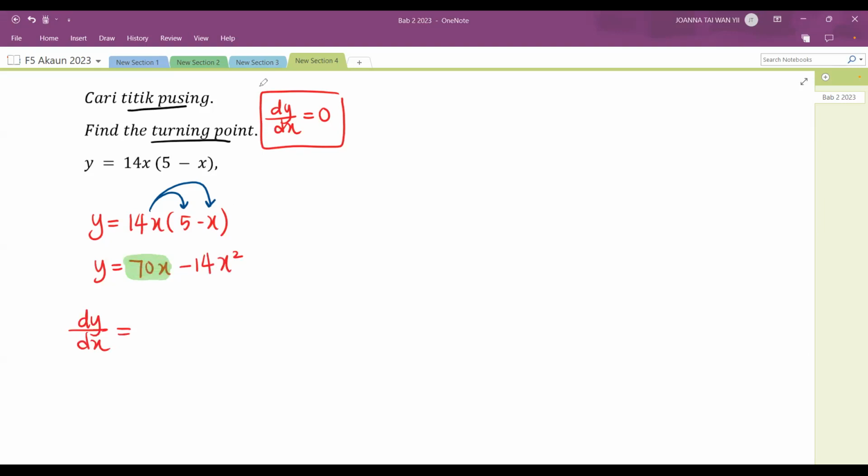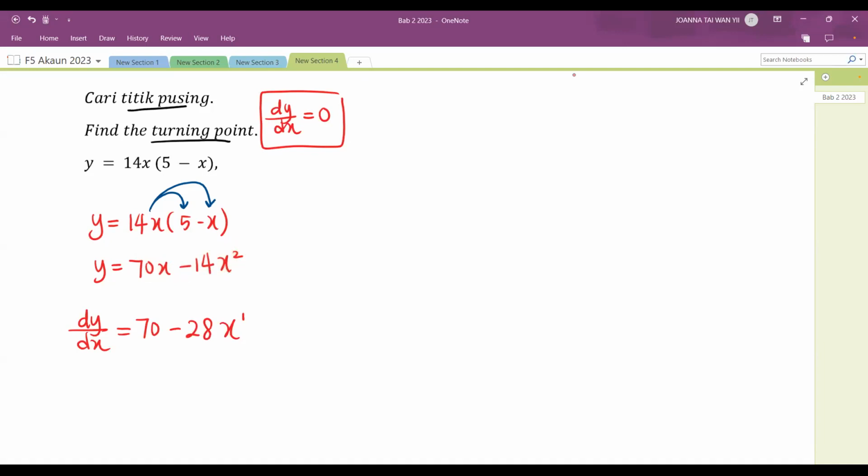Differentiate 70x becomes 70, correct. Downgrade lah, 1x tinggal tiada x. Okay, lepas tu sampai sini pula, negative 14x kuasa 2. Nombor darab kuasa. So jadi apa? Negative 28, kan? Negative 14 times 2. Then x square becomes x 1.